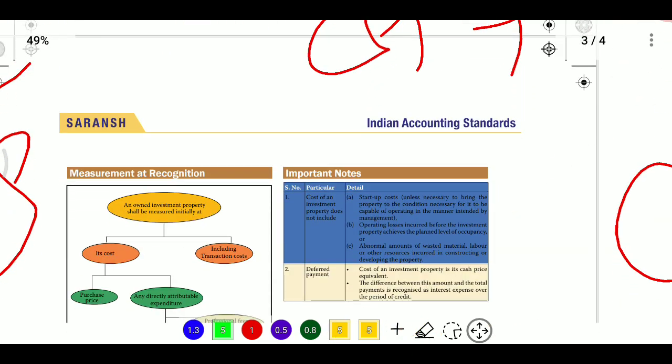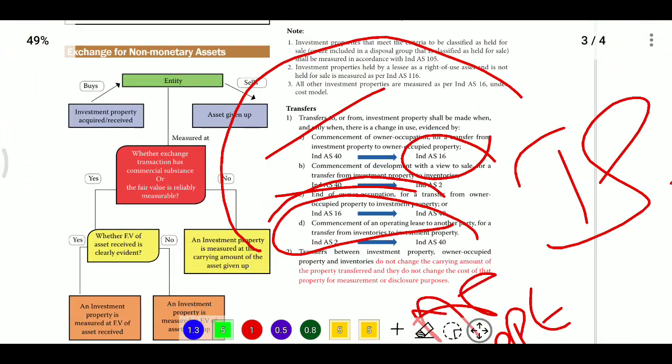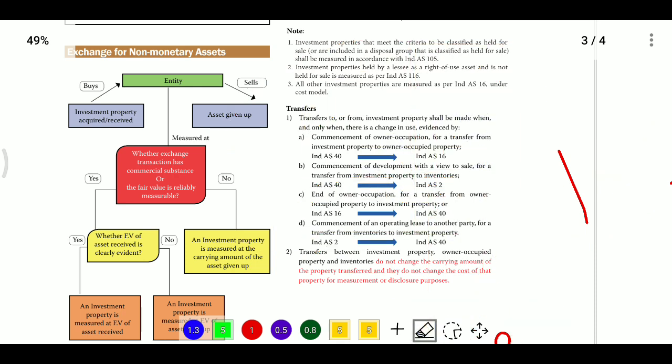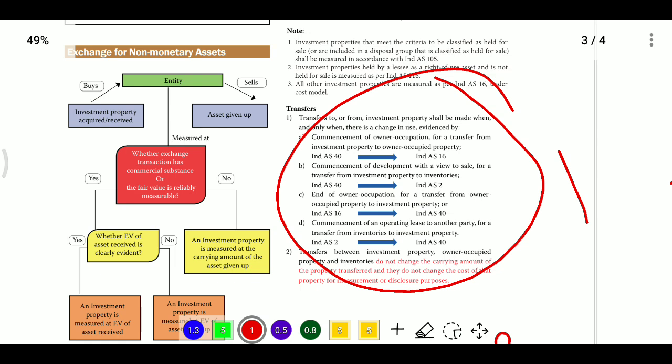Whenever we are transferring investment property to other assets, or other assets to investment property: commencement of owner occupation from investment property is Ind AS 40 to 16. If owner occupation has ended, then it becomes 16 to 40. Commencement of development with a view to sale in the ordinary course of business from investment property, so investment property going to be sold, is 40 to Ind AS 2. Inception of an operating lease from inventory or building held for sale is to 40.